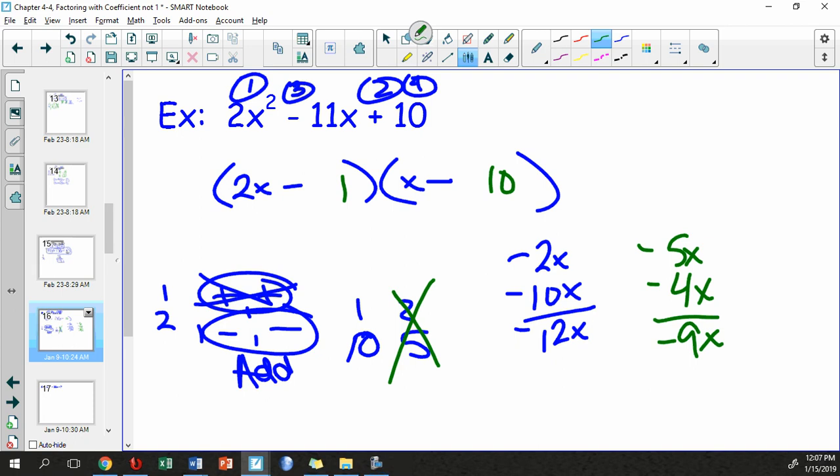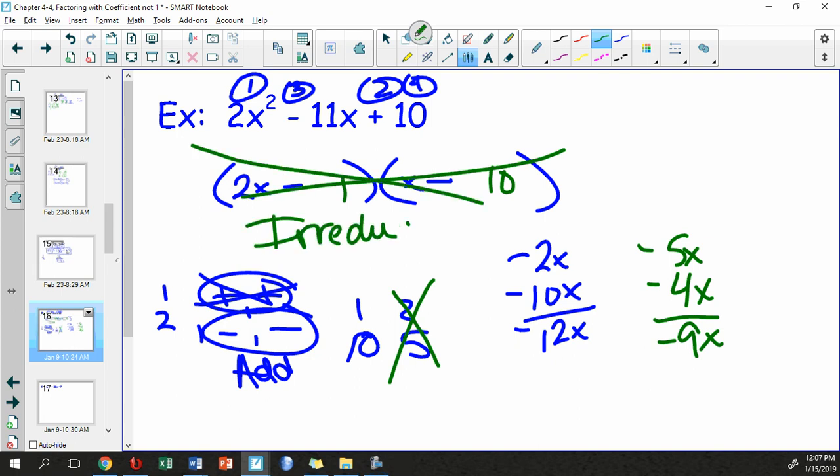What if I go the opposite way? I'm going to have a 10 and a 4. Is that going to help? No. What can you conclude? It is irreducible. Do we understand that? Yes or no? You have to exhaust your possibilities. Okay?